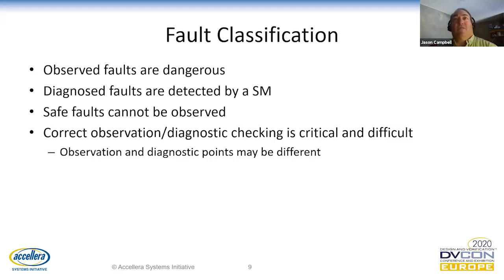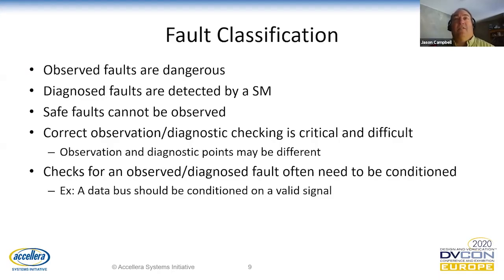So one of the challenging things with fault classification is to figure out the correct observation and diagnostic checking. And this seems obvious, but it's actually quite complicated. The reason is if we look at every IO, every clock cycle, that's very, very pessimistic. And so we often need to put a check on them. Let's take a look at an example here.